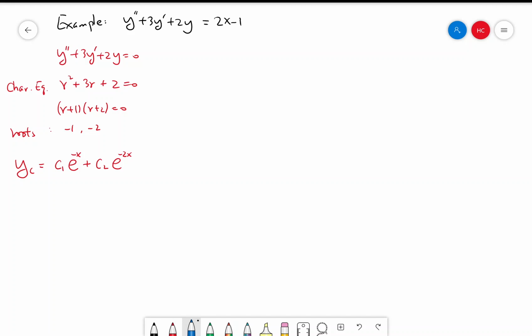Now let's deal with the particular solution. So we want to make a good guess. If you look at the right-hand side, this is a polynomial of degree 1. So a reasonable guess for a particular solution is yp equals a polynomial of degree 1, so ax plus b. Now we have made a guess, we plug it in.